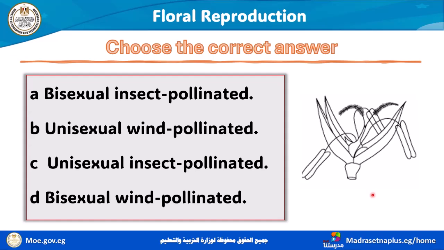What about the type of pollination in this flower? You can see here that the stamens are hanging outside the flower, and in this case the flower is a wind pollinated flower. So the flower is bisexual and wind pollinated, and our choice is D.